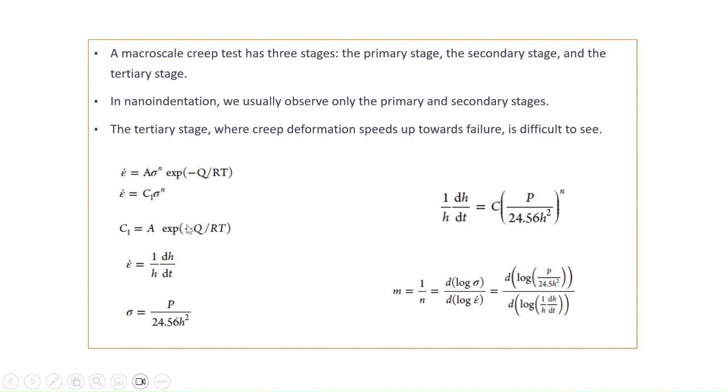For the nanoindentation creep test with a Berkovich indenter, strain rate and stress can be calculated using their equations as follows, where h and t are indentation depth and indentation time, and P is indentation load. And finally, m can be calculated by taking logarithms of all sides of equation 1.